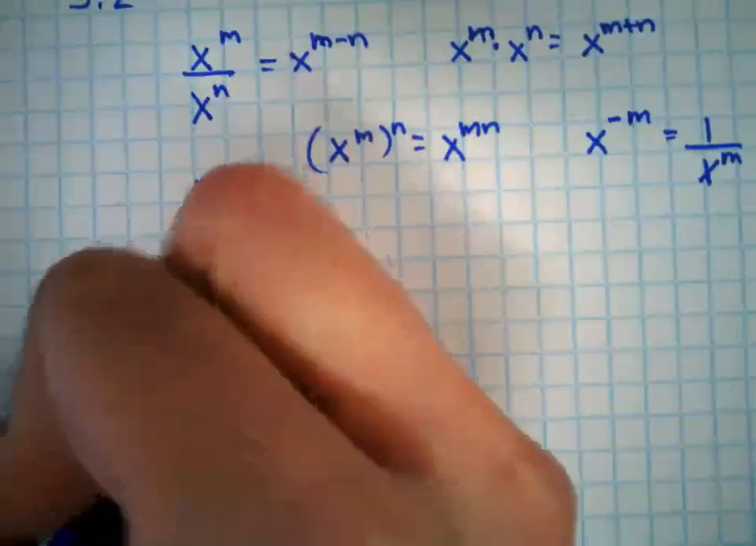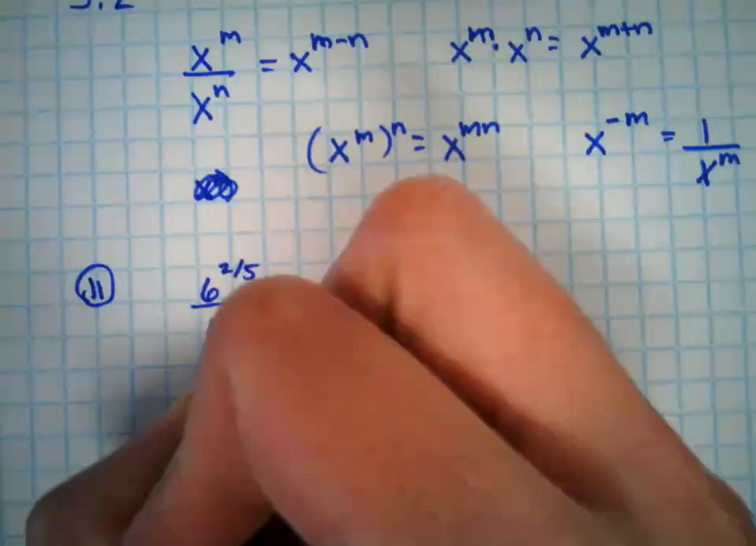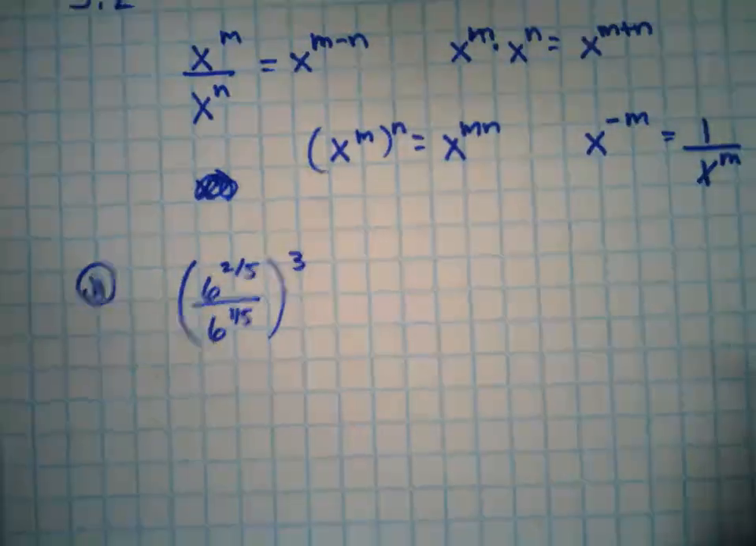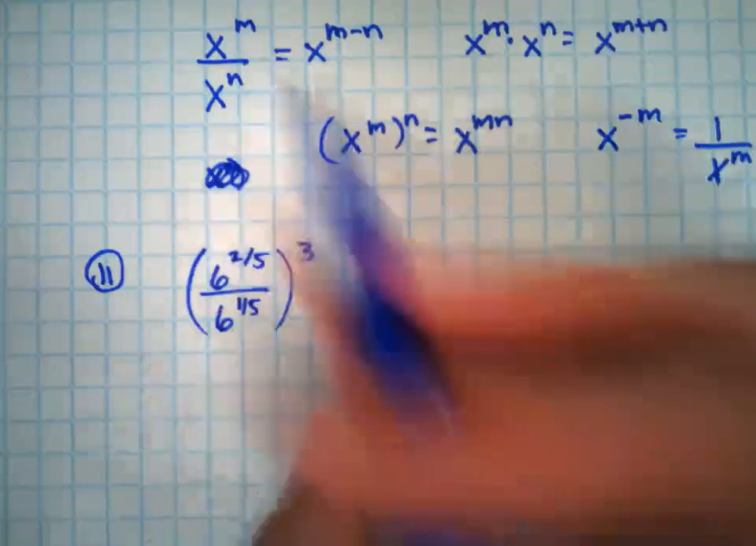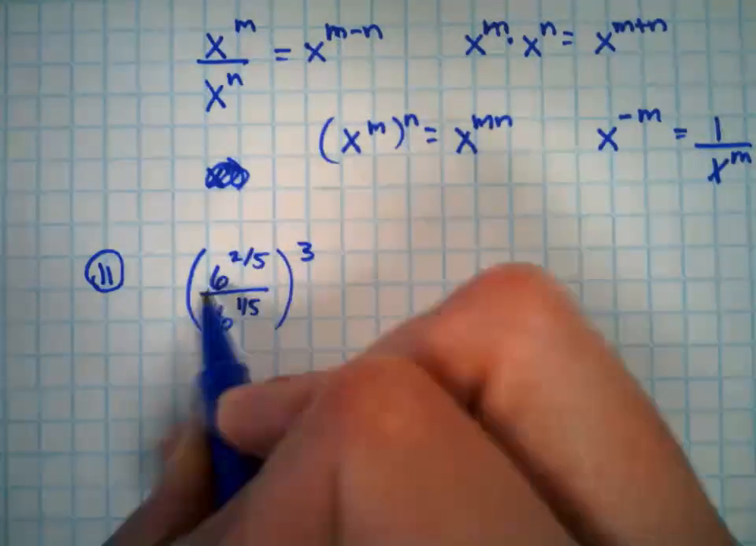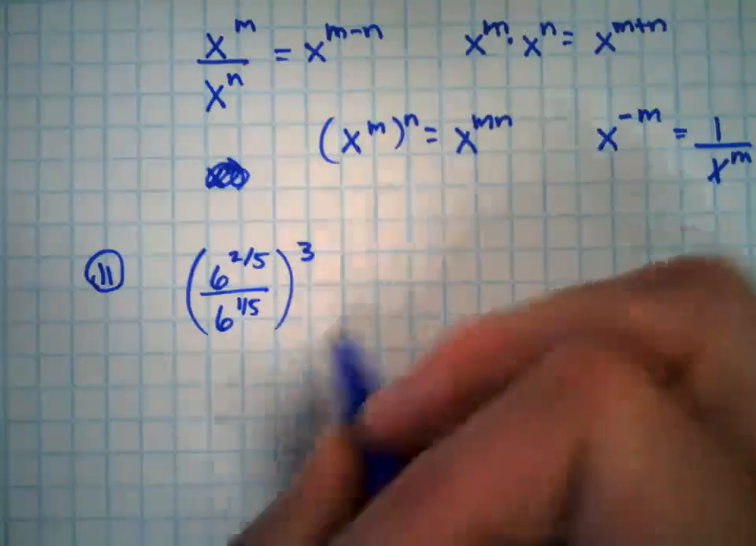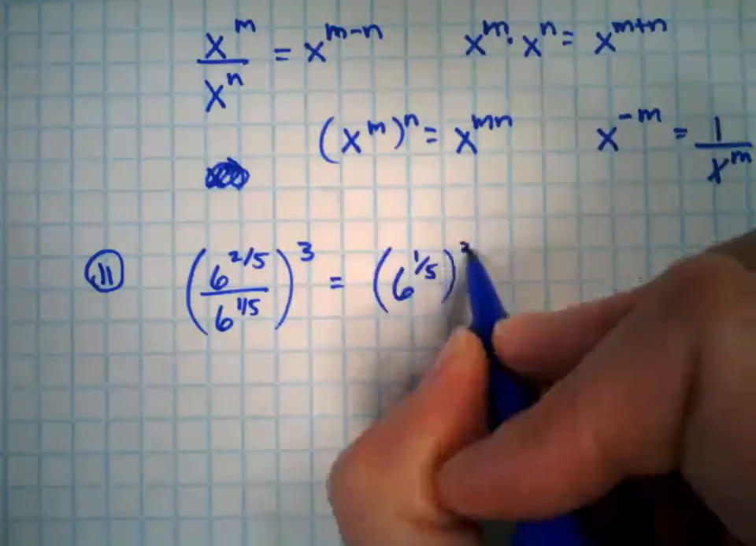Number 11 on the review, we have 6 to the 2/5 over 6 to the 1/5, and we have it all raised to the 3rd power. So the exponent rule we're going to use is this one. We're going to subtract our exponents because our bases are the same. So if I have 2/5 minus 1/5, that's going to give me 6 to the 1/5 power.